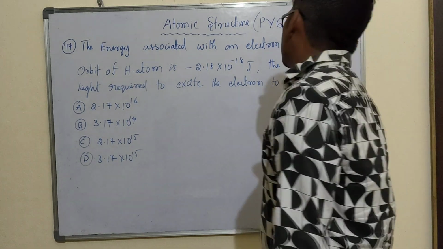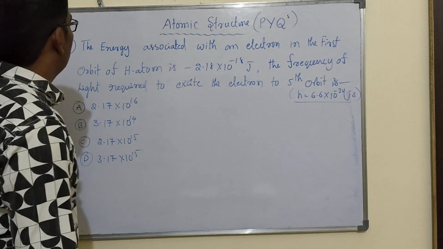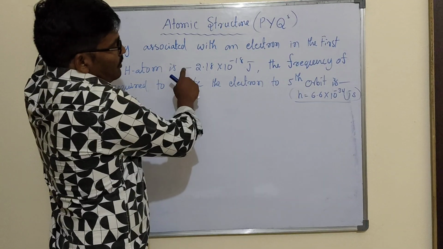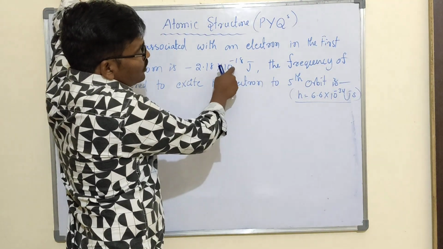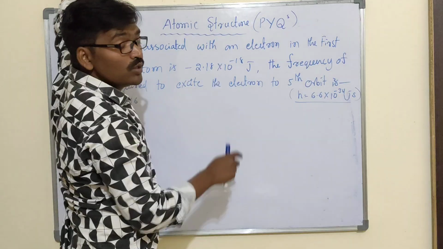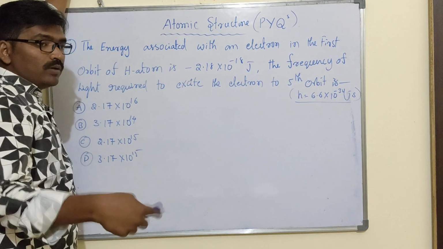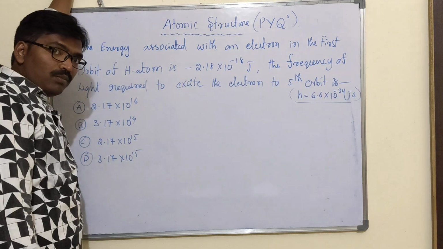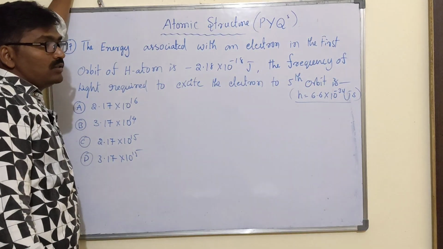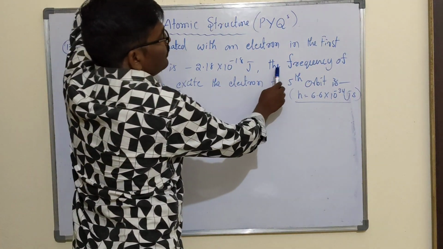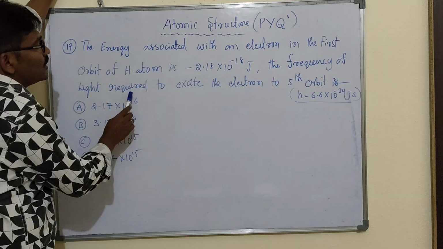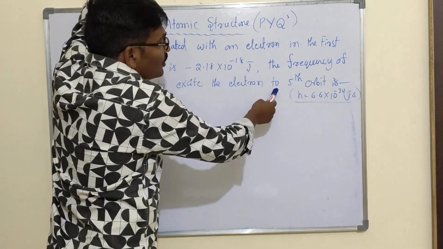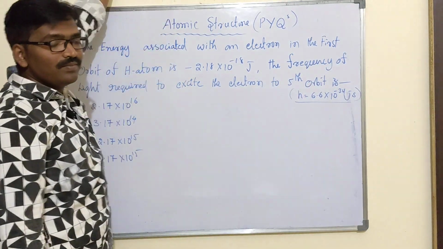The energy associated with the electron in the first orbit of hydrogen atom is minus 2.18 into 10 to the power of minus 18 joules. The frequency of light required to excite the electron to the fifth orbit is.